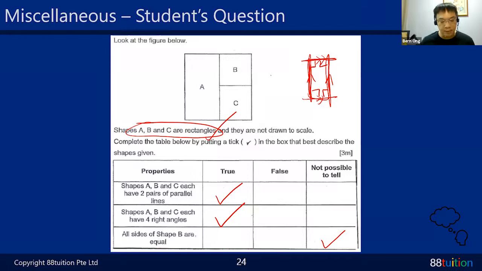They say all sides of B are equal. Again, I don't know. It's not possible to tell. It's not false. It may be true, Xiaolin, it may be true, but I don't know. The question never says. It looks like it, but again, the question never says, so better say what? Not possible to tell. So it's true, not possible to tell.